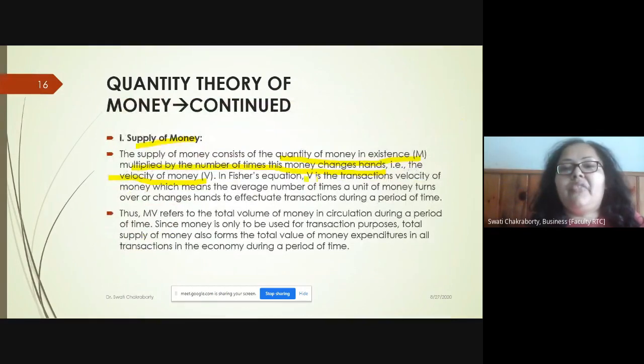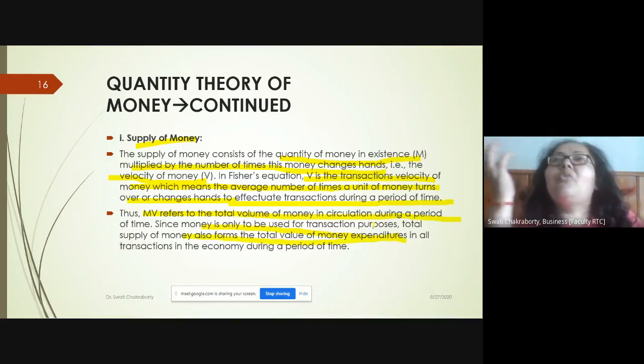So V is the transactions velocity of money, meaning the average number of times a unit of money turns over or changes hands, how many times. That talks of the number of transactions happening during a particular period of time. So MV, M into V, is the total volume of money in circulation during a particular period of time. But since money is used only for transaction purposes, the total supply of money is also the total value of money expenditure for all transactions in the economy, because you're using it for transaction purposes.